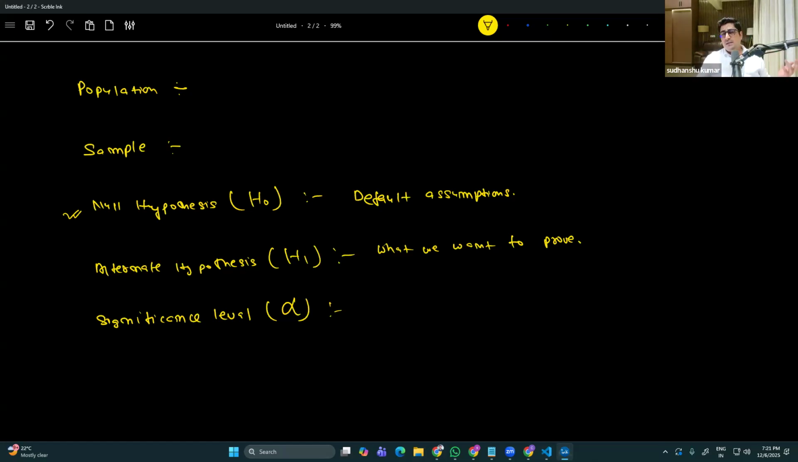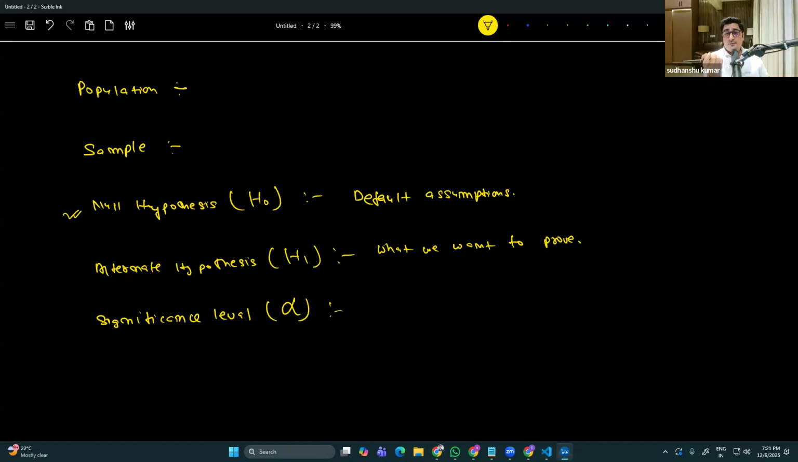So if the company has already made a claim that the chips packet weight is 50 gram, and you find out that the weight is somewhere around 49 or maybe 51 gram, again it's not a fault from the company's side. So whatever claim the company was trying to make, that claim is correct.